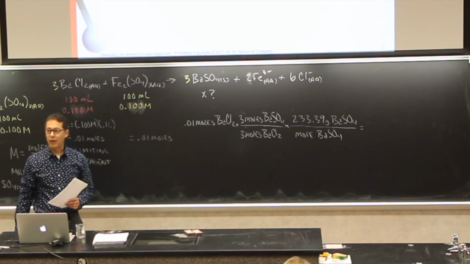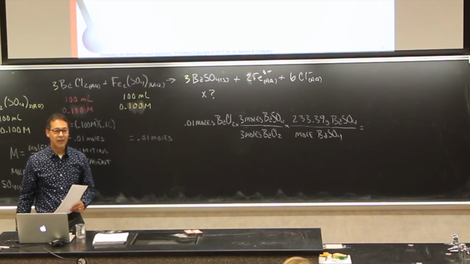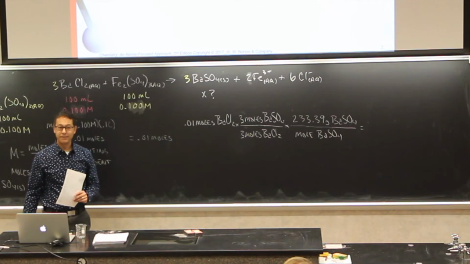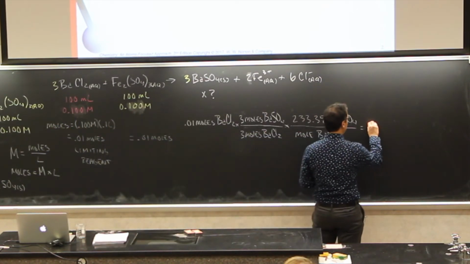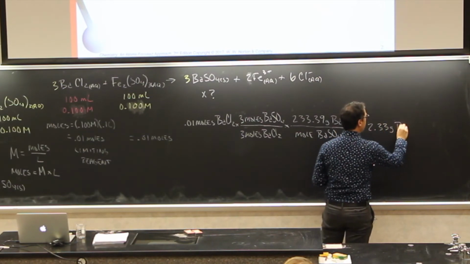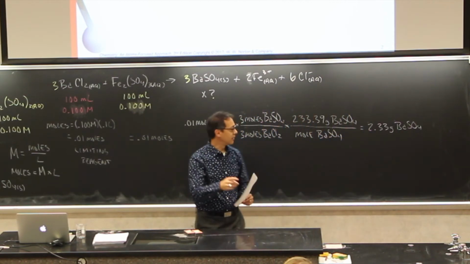Now, some people could probably just look at that and say, okay, I need to just move that decimal a couple of spots over. I'd have to put it into a calculator. I'm not that fancy. So what do we get for an answer? 2.33? 2.33 grams of barium sulfate. Nicely done.